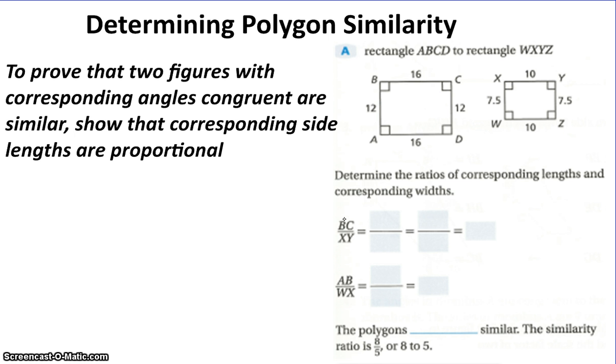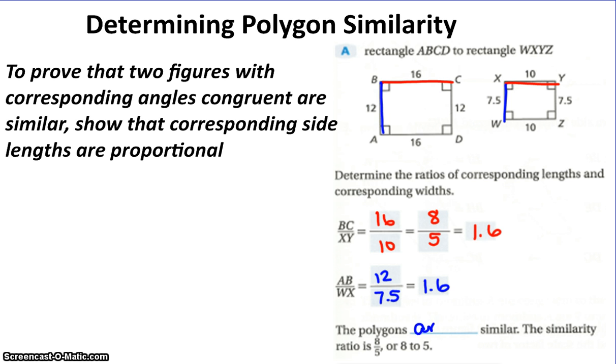So we're going to do the ratio of BC to XY because those are the corresponding sides. That would be 16 over 10, which simplifies to 8 over 5, or as a decimal, 1.6. Now, we need to check the other side. So let's check AB, which corresponds to WX. So 12 over 7.5, which as a decimal is 1.6. Because the ratio of all the sides is the same, these 2 are similar.